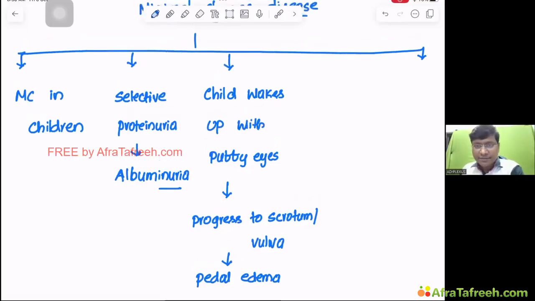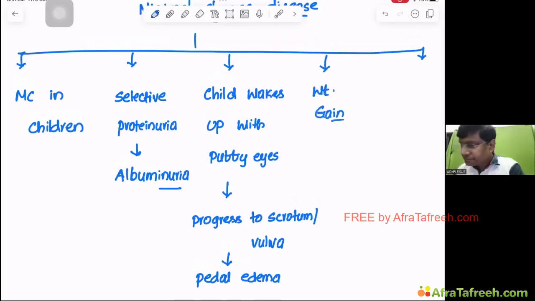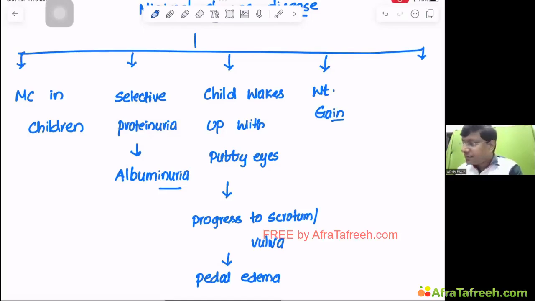And because of the edema, the periorbital edema, the edema in the vulva or the scrotum, as well as the pedal edema, these patients will have weight gain. And not only that, because of albuminuria, the fluid will also enter into the third spaces. What are those third spaces where the fluid can enter into? The fluid can enter into the pleural space as well. Once the fluid enters into the pleural space, these patients develop bilateral pleural effusion.